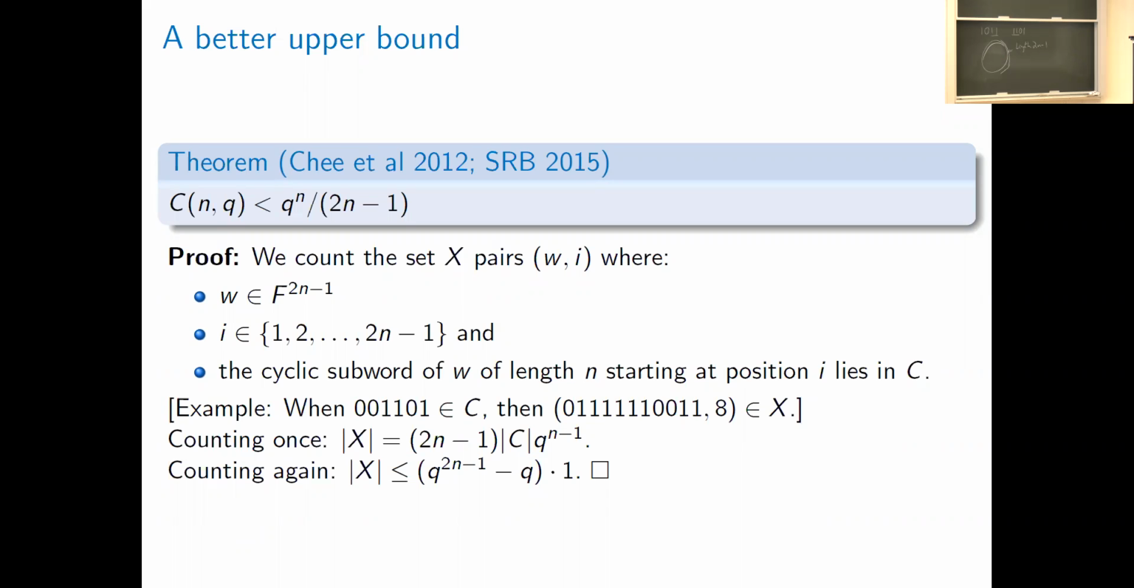So that says that (2n-1) times the size of the code times q^(n-1) is at most q^(2n-1) minus q. You divide both sides by an appropriate thing, and you get the result, just using the fact that this is less than q^(2n-1).